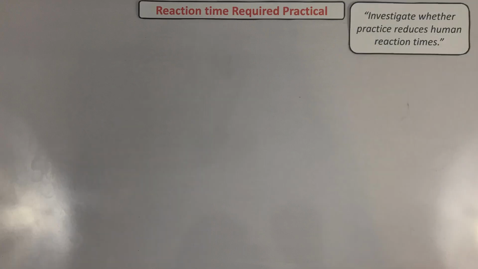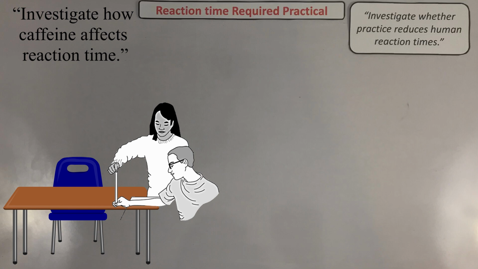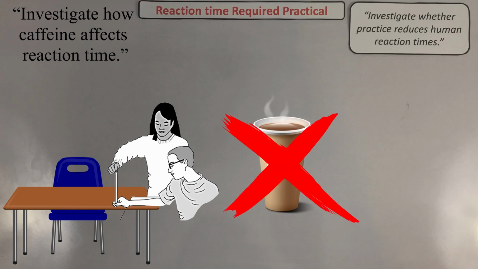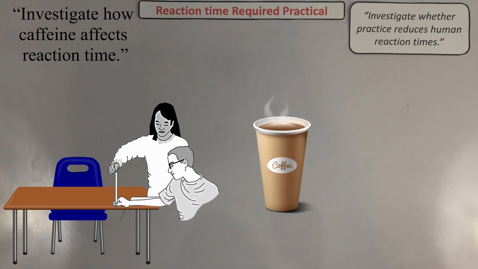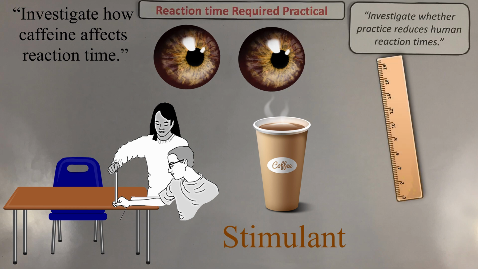Another way that the practical could be carried out is like this. Investigate how caffeine affects reaction time. In this investigation, you carry out the same steps, but you do one experiment without coffee or caffeine and another one with caffeine. Caffeine is a stimulant which increases your awareness, so you should reduce your reaction time because you're taking a stimulant that makes you more alert, so you'll be better able to detect when that ruler is dropping.